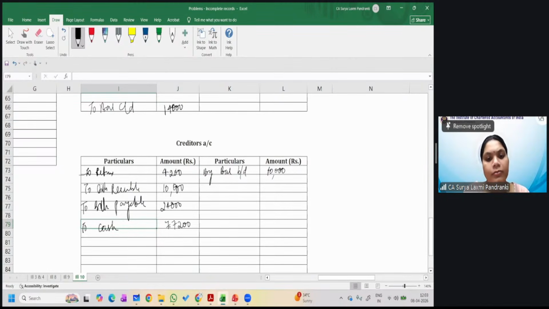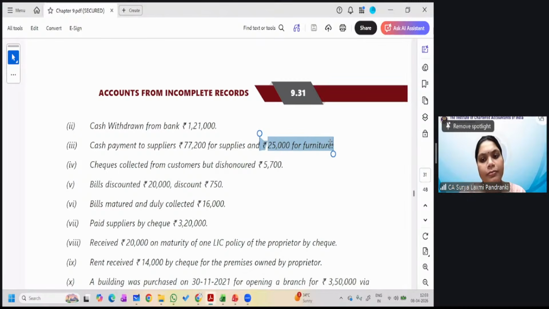77,200. Okay, done. Furniture, should I write furniture? No, ma'am, because no creditor is affected here. The payment is done, so no creditor is affected here. So we are not going to record it.